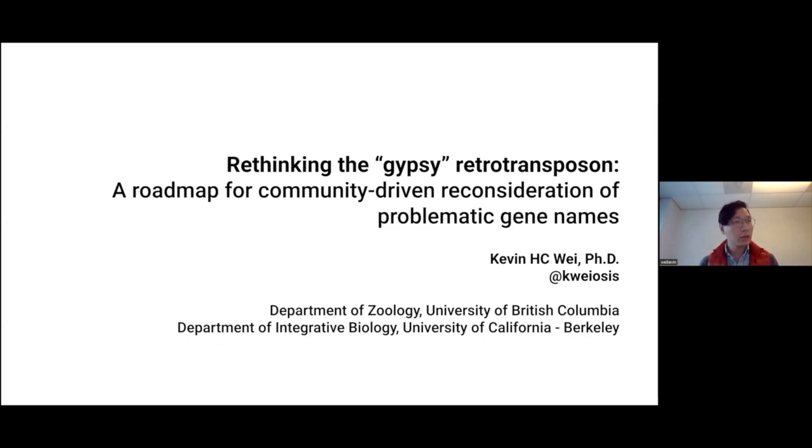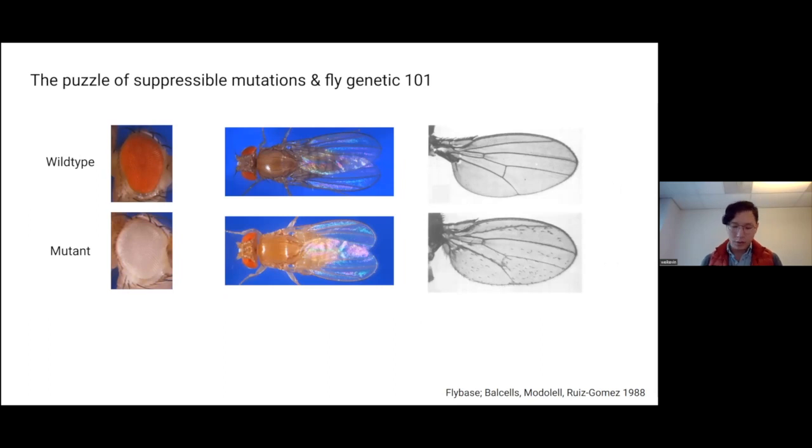So I'm going to actually start off giving a little bit of a genetics 101 in my favorite organism, which is the fruit fly, Drosophila melanogaster. And in the 101, I'm going to show you some phenotypes we see in fruit flies.